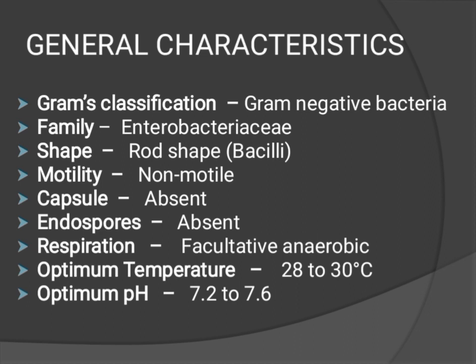General characteristics of Yersinia pestis. Gram's classification: it's a gram-negative bacteria, family Enterobacteriaceae. Shape: rod-shaped bacilli. Motility: non-motile in nature. Capsule and endospores are absent. Respiration: facultative anaerobic respiration. In nature, the optimum temperature is 28 to 30 degrees Celsius and the optimal pH is 7.2 to 7.6.